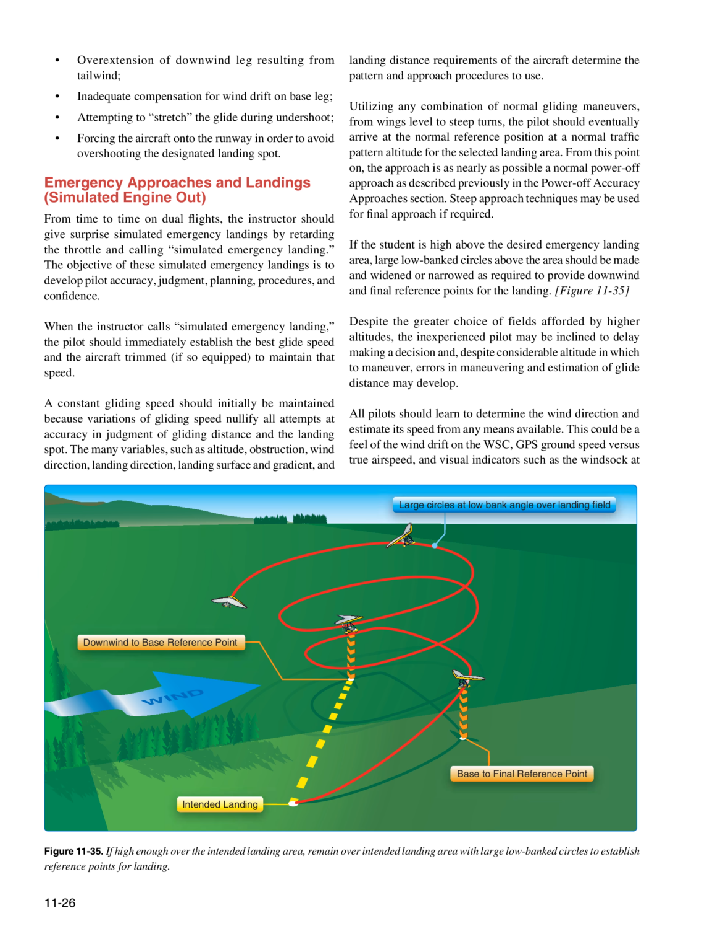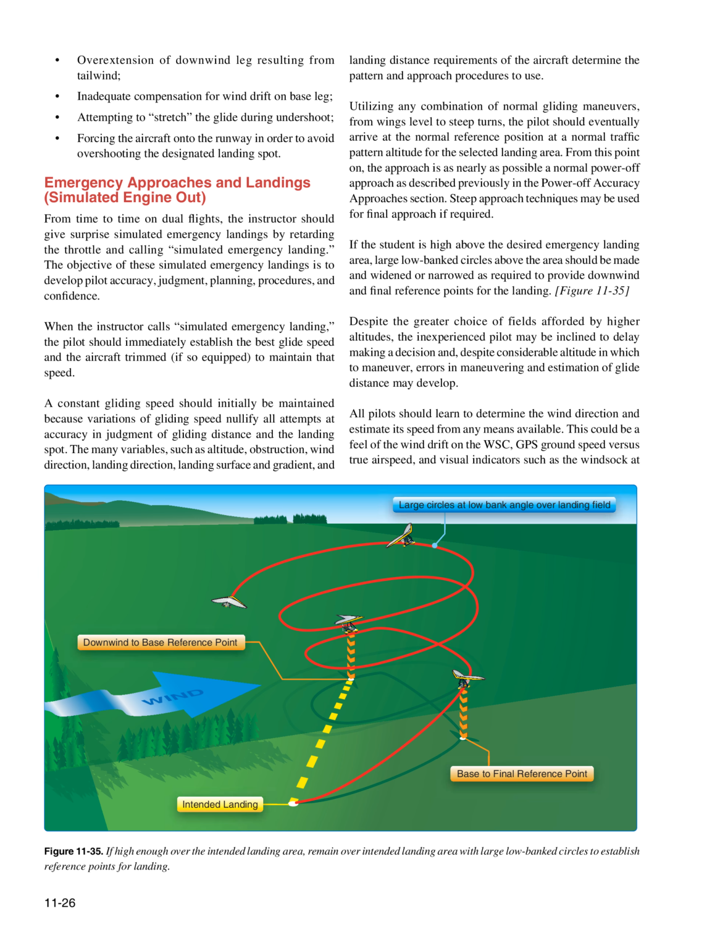Utilizing any combination of normal gliding maneuvers, from wings level to steep turns, the pilot should eventually arrive at the normal reference position at a normal traffic pattern altitude for the selected landing area. From this point on, the approach is as nearly as possible a normal power-off approach as described previously in the power-off accuracy approaches section. Steep approach techniques may be used for the final approach if required.